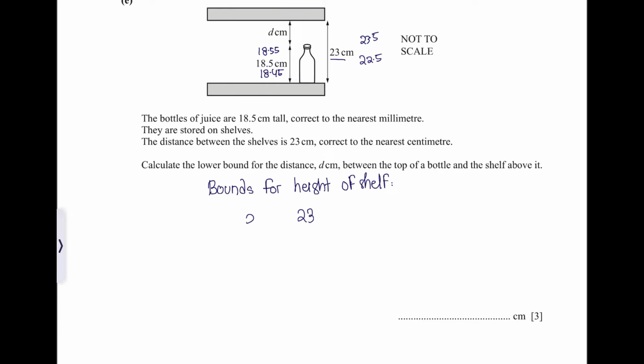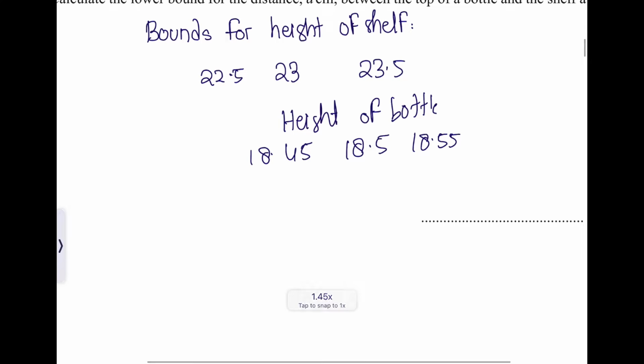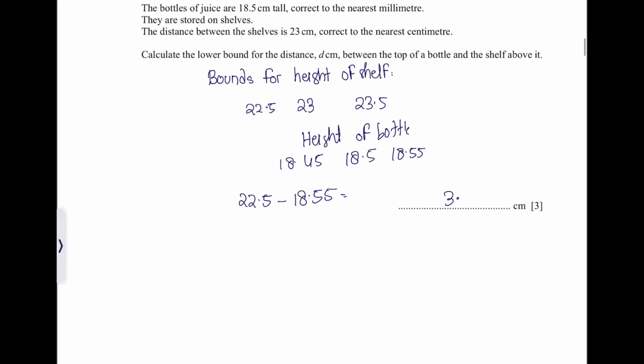So when you do this, what do you get? 23, and you have 22.5 here, and you have 23.5. And for the height of the bottle, you're going to say 18.45, 18.5, as well as 18.55. I'm going to calculate the answer. So basically what I'm trying to use is 22.5 minus 18.55. So that gives me 3.95, and that would be my final answer.